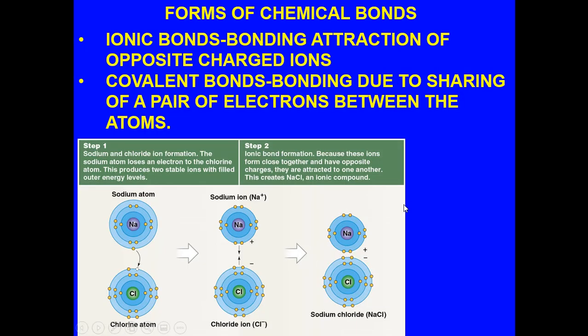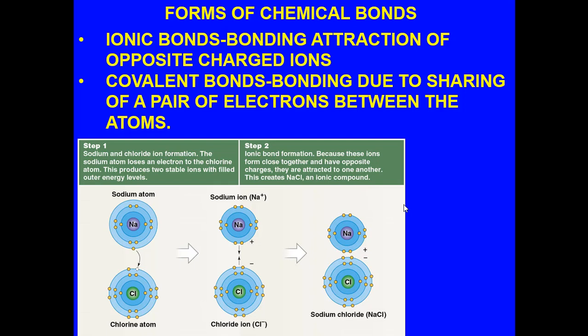Now, how do we form chemical bonds? The first type of chemical bond we're going to deal with is ionic bonds. This is a chemical bond based on the attraction of oppositely charged ions. You can't have positive and positive. They're not going to be attracted. They're actually going to repel. It's just like the poles of a bar magnet. You can't have the south attracted to the south. It will be attracted to the north part of the bar magnet.